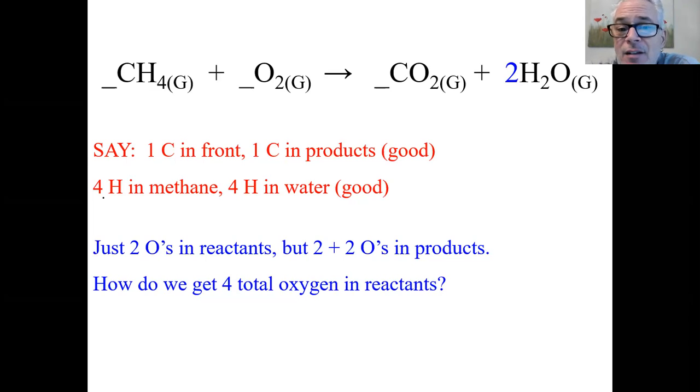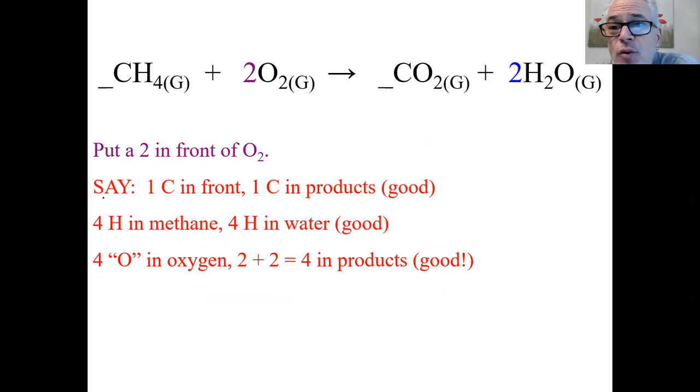Now, on the product side, there are 2 oxygens in carbon dioxide plus 2 more oxygens in water. 2 plus 2 is 4. How are we going to get 4 oxygens on the reactant side in the front? Well, what do you think? We got to put a 2 there.